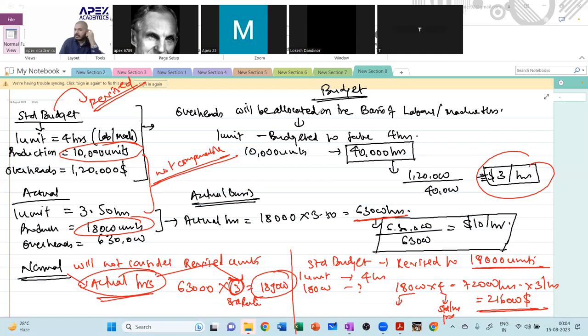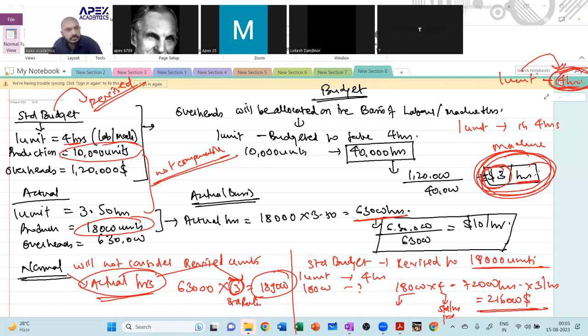Taken? Sir, how can we have two rates over here, 4 per hour and 3 per hour? Two standard rates. This is 1 unit taking 4 hours to be made. This is not 4 per hour. Okay. Working on that machine costs you $3 per hour. You are making 1 unit in 4 hours, and the machine on which you make it is operated at the rate of $3 per hour. Got it, sir. Understood?